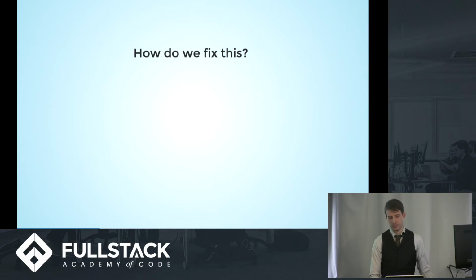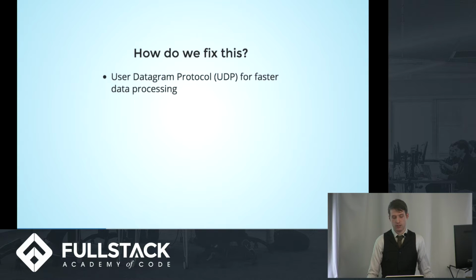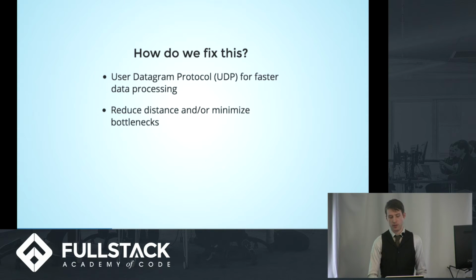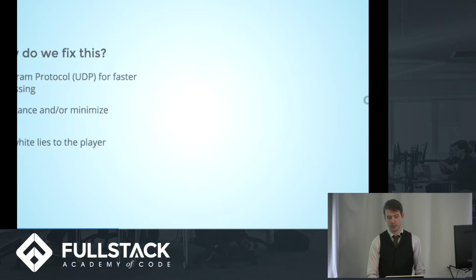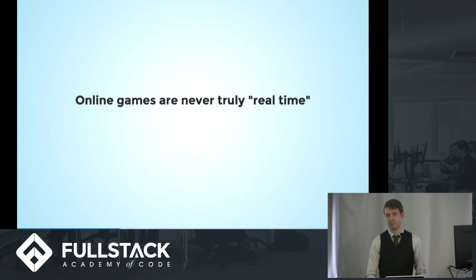So how do we fix this? One thing we can do is utilize the user datagram protocol, or UDP, for faster data processing. We can reduce the distance and or minimize bottlenecks. Or we can tell some white lies to the player, like whether or not a game is real time or not. It's not.